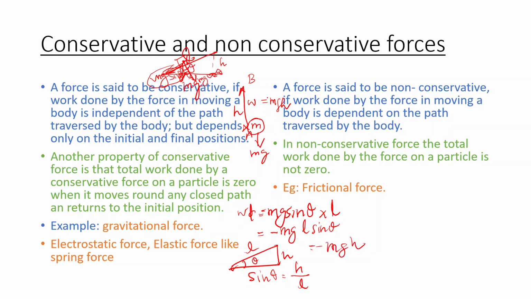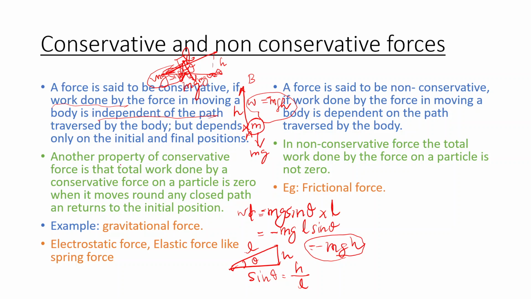Here also the work done is minus mgh because the weight is acting downward and we are taking the body upward. So we got W equal to minus mgh in the direct path, as well as minus mgh here. That means whether you take the body directly upward or through a slope, the work done is independent of the path taken. Both times you got the same value, minus mgh. That is the proof of that.